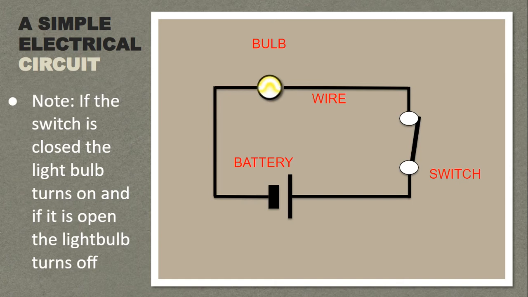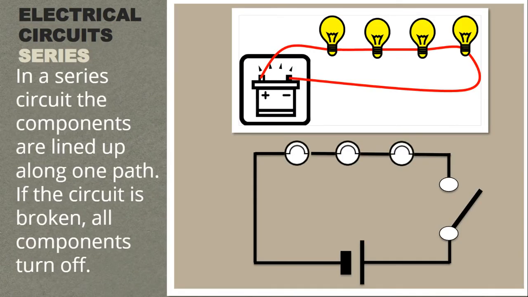Now there are two types of simple electrical circuits. We have series circuits and parallel circuits. Let's look at those. Right, so our first type here is a series circuit. In a series circuit, the components are all lined up along one path. If the circuit is broken, all the components are off.